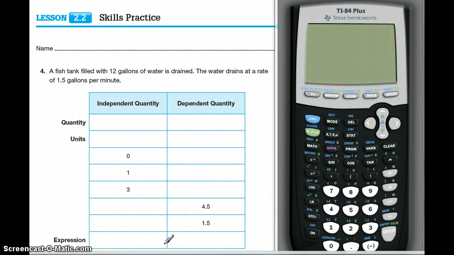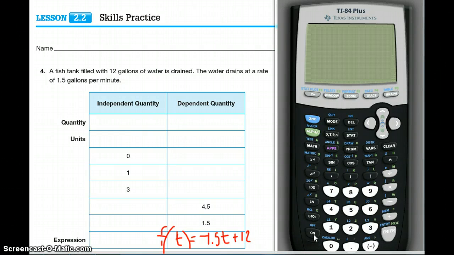to come up with the f of t, because t was the independent variable, equals, and the slope was 1.5, but it's draining, so it was negative 1.5 t, and then we started at 12 gallons of water, so we had to put 12 as our y-intercept because that's our starting point. Okay, so we can actually take that and put that in our calculator.